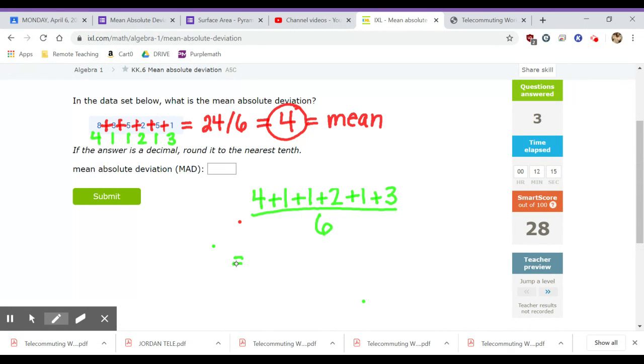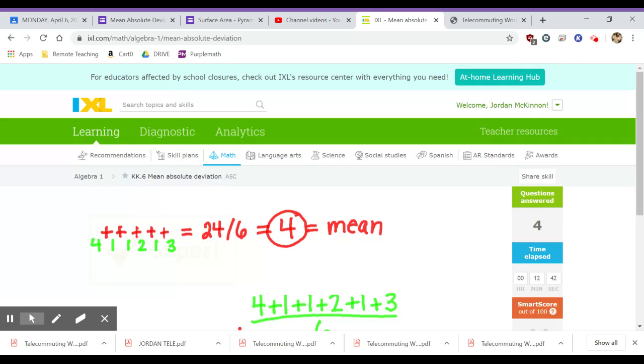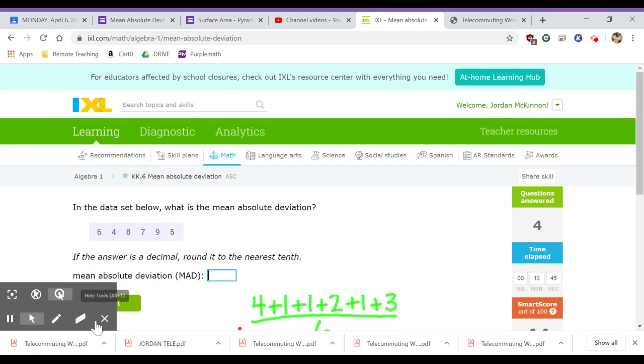Okay, so let's get a total for that. 4 plus 1 plus 1 plus 2 plus 1 plus 3. Now, I probably could have done that in my head, but I just went ahead and typed in my calculator. Divided by 6 still, and 12 divided by 6 is just 2. No decimal, just a plain old 2. So I'm going to type in 2. I'm going to be very careful this time. Okay, super.